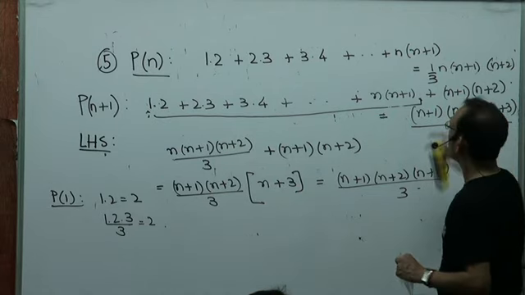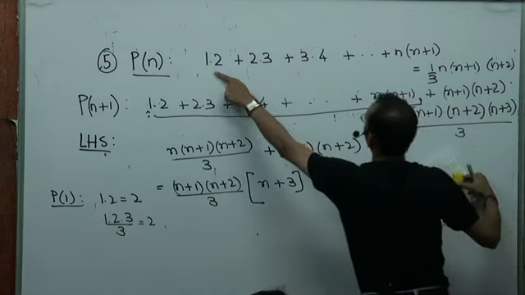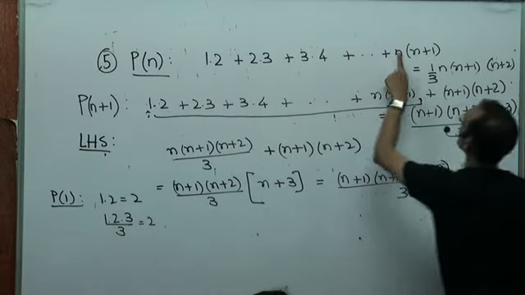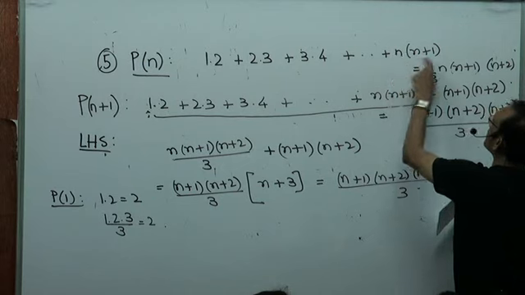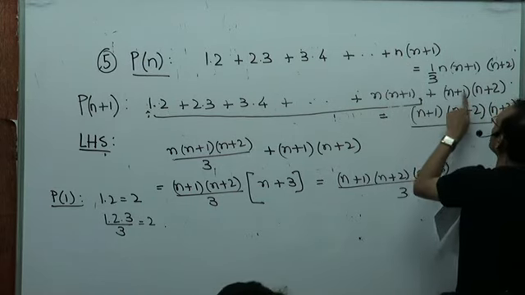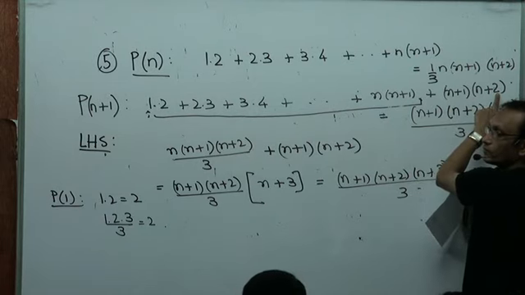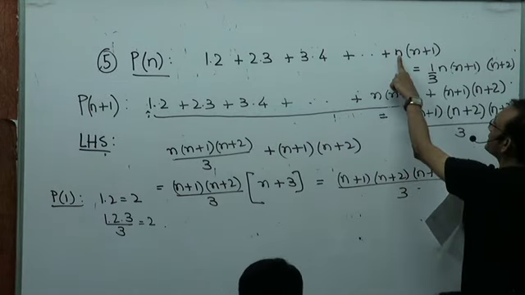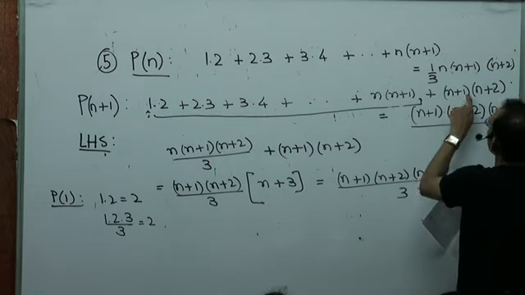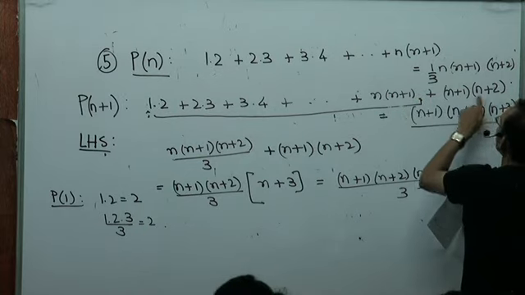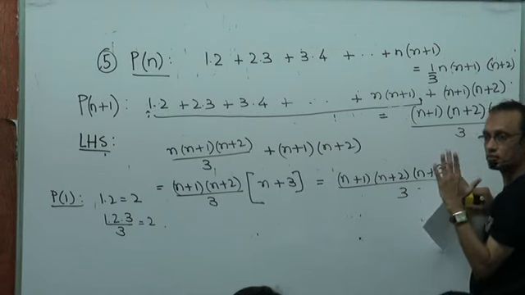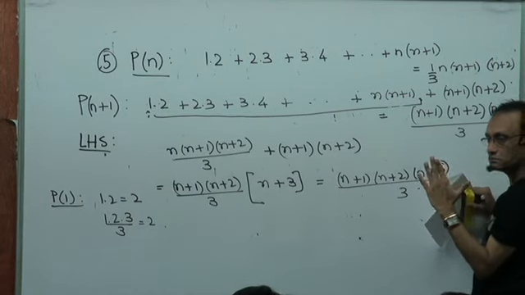See, I'm trying to get n plus 1. In Pn there are n terms, 1, 2, 3, up to n. In Pn plus 1, in addition there will be one more term. That means the last term would be replacing n by n plus 1, n plus 1 into n plus 2. And the term before this would be 1 less than this, n, and 1 less than this, which is n plus 1. Do you realize that? That's the sequencing. Do you all understand? Everything here? Clear, no?